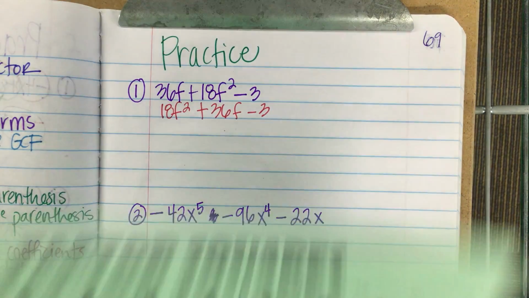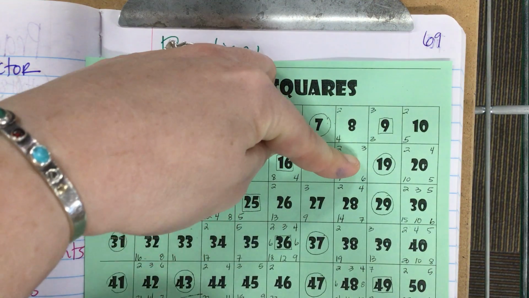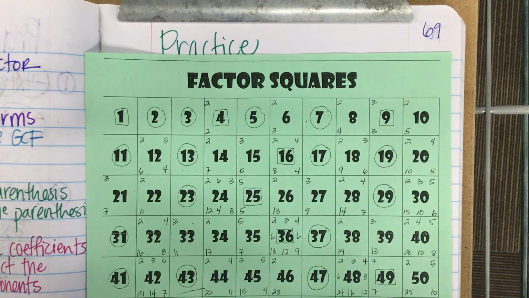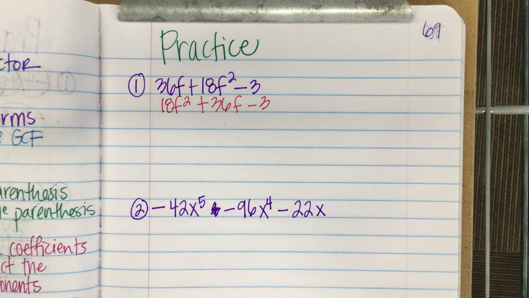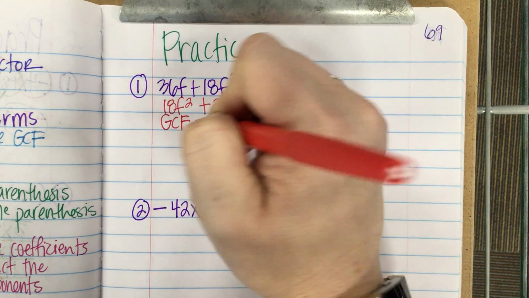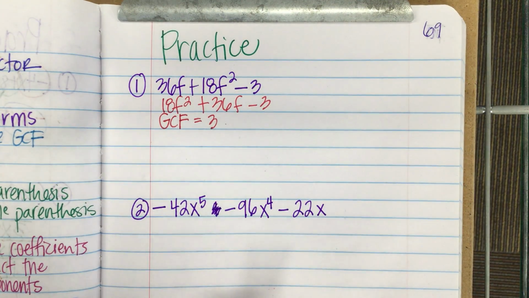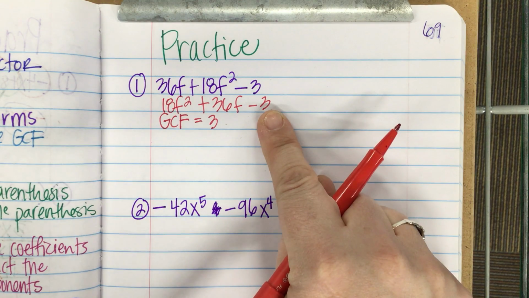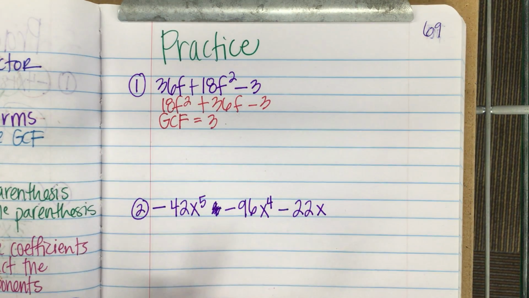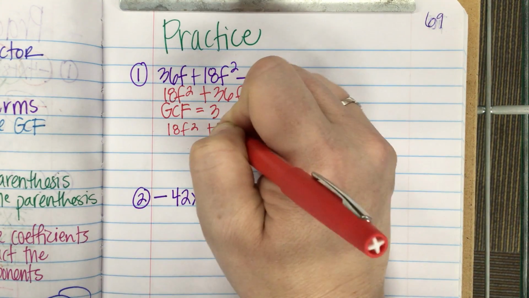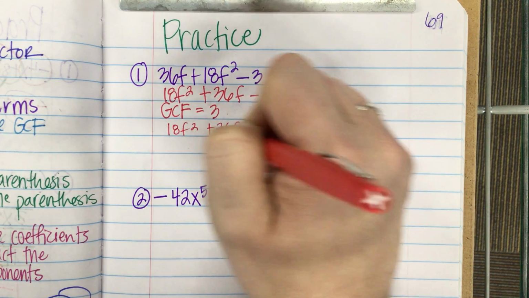I'm going to look at 18, 36, and 3 and see what they all have in common. What factor do they all have in common? 3. Are there any variables in common? No, because this last term is constant. It has no variable value, so they cannot all share variables. So we're going to divide 18f squared plus 36f minus 3 by 3.